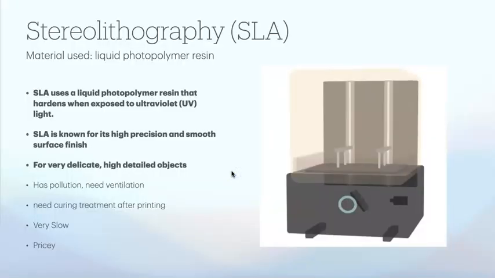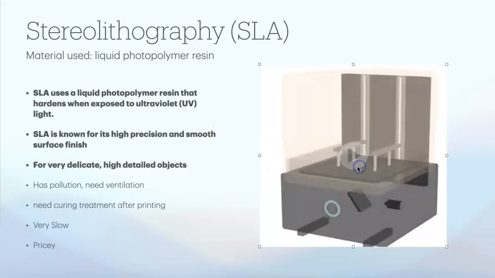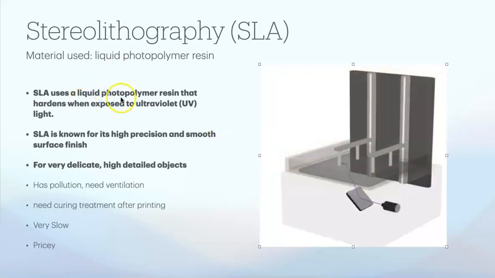And here is the second type of the most common 3D printer. It's called SLA. It mainly uses liquid photopolymer resin to make objects. So here you can see a short video demonstrating it. It uses a liquid photopolymer resin that hardens when the material is exposed to ultraviolet light.